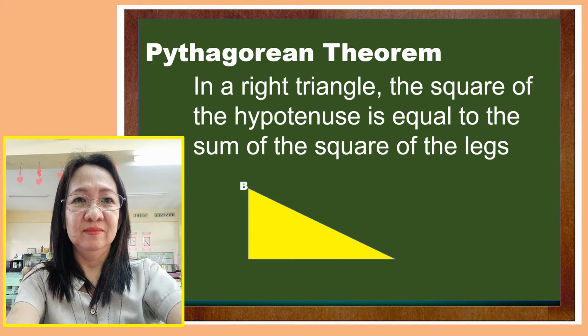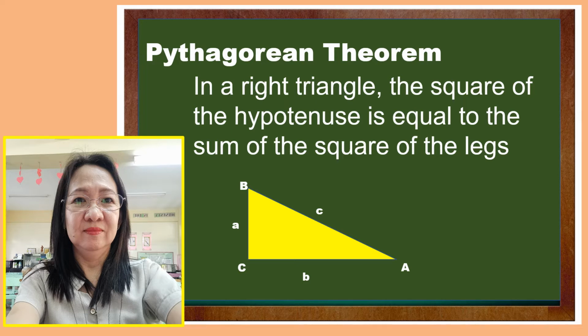So in our triangle BCA, angle C is our right angle. And opposite our angle A is the leg represented by small a. And the leg opposite the angle B is represented using small b. And of course, our hypotenuse, which is the longest side, is represented as small c.